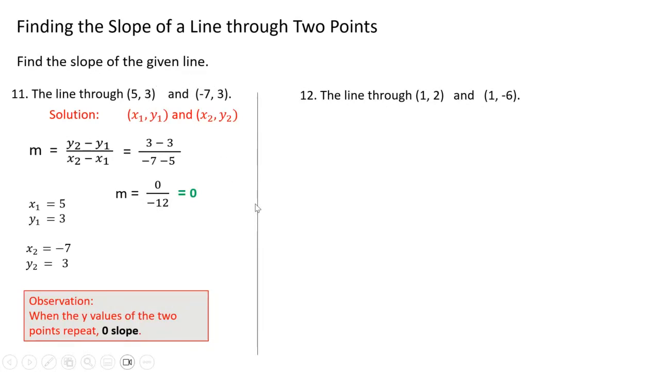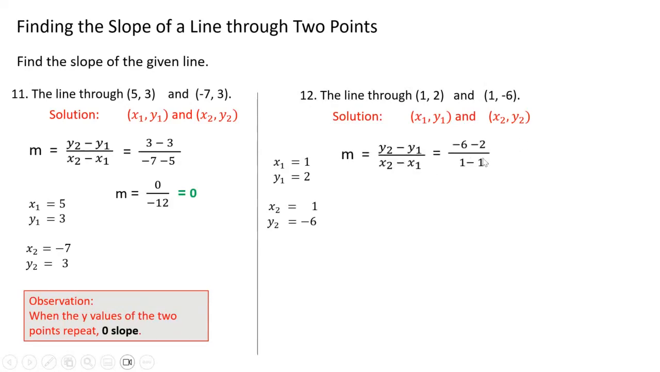Okay? Now look at number 12. So before we do anything, let's compare the x's. We have x is 1 on the first point and x is 1 on the second point. So the answer will be undefined. But let's pretend we didn't know that. Let's do the work. x1 is 1, y1 is 2, x2 is 1, and y2 is negative 6. If you notice, on the denominator, since the x's repeat, it's going to give us a number over 0, which will be negative 8 over 0. Remember, if you have 0 on the denominator, it's undefined.